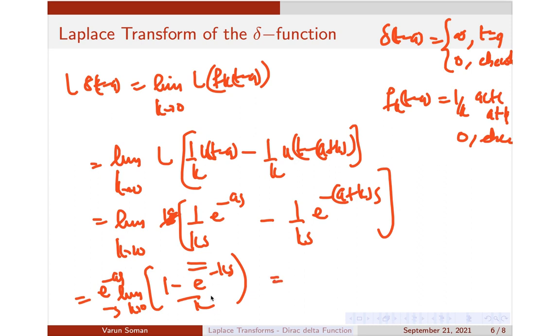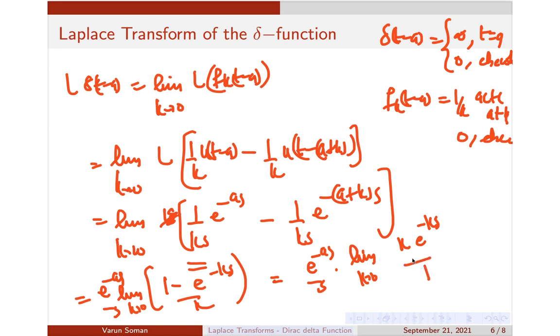Now this is actually a 0 by 0 form, because when you put k equal to 0, you will be getting 0 by 0. So we can apply L'Hopital's rule here. So it will become e raised to minus as by s into the limit as k tends to 0, taking the derivative of numerator by derivative of denominator.